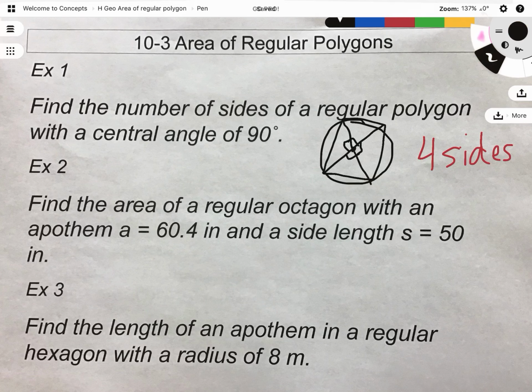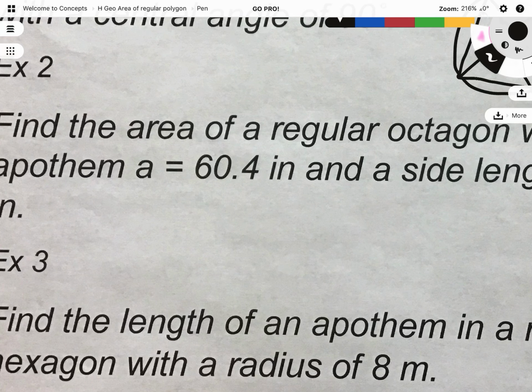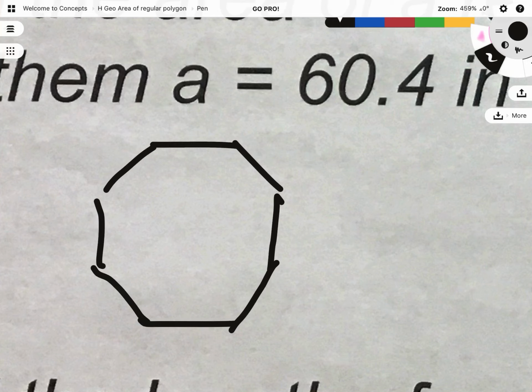That one was pretty easy. All right. Second example, find the area of a regular octagon with an apothem of 60.4 inches and a side length S of 50. Well, let's first draw. Let's see if I can draw this. I did a little practice before this. Okay, so there is my makeshift octagon. And what information are we given? We're given that the apothem, from the center, is 60.4. And then it says the side length is 50.